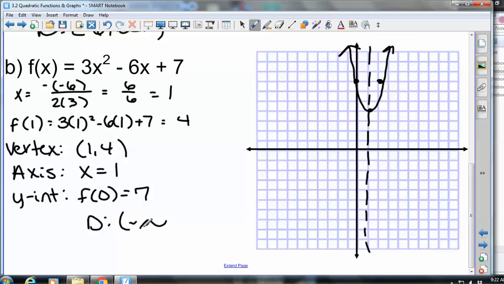Domain? Right, every time. Range? Bracket 4, comma. Any questions there? You guys try C.